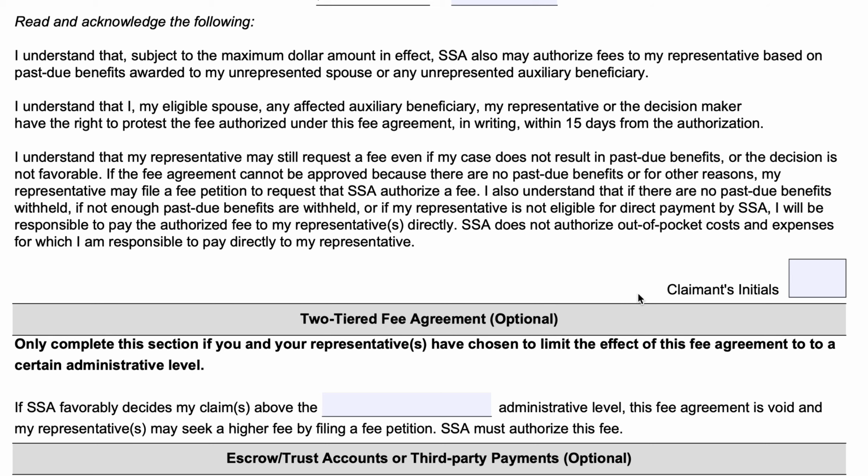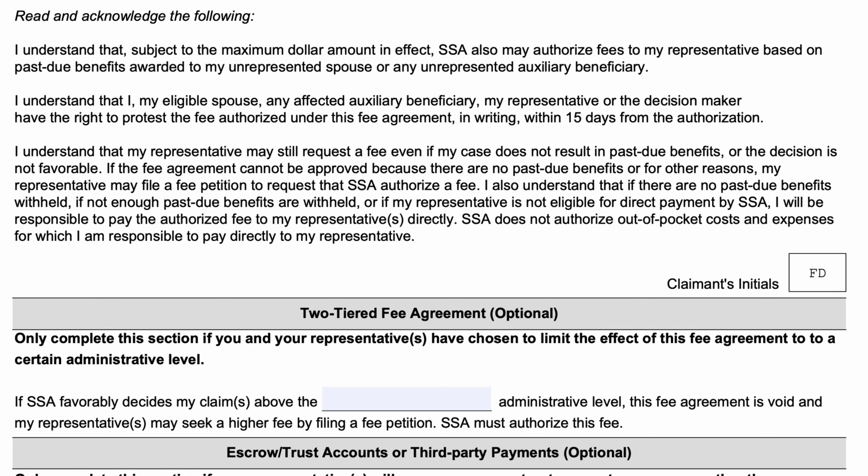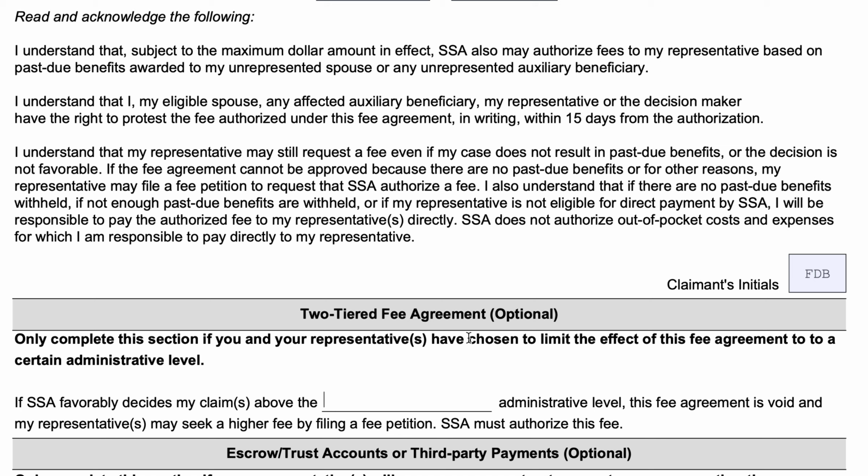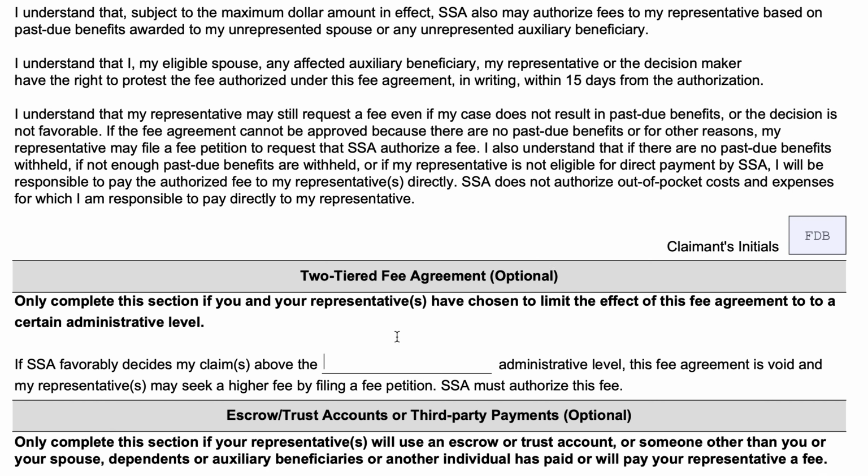So the two-tiered fee agreement, oh, by the way, you'll be asked to initial this. So the two-tiered fee agreement section will probably be pre-filled by your representative. So they'll insert the administrative level at which they feel they can file a fee petition to the Social Security Administration. So if you have to go through multiple appeals processes, this allows them to continue doing that, knowing that once you actually get your favorable decision, they're entitled to a larger fee simply because they had to put in more work to get you that money.